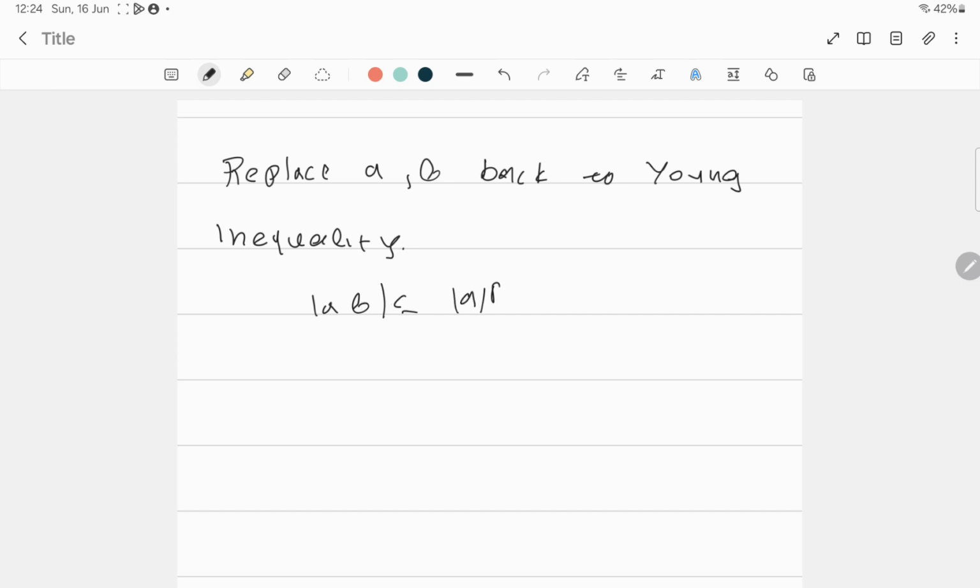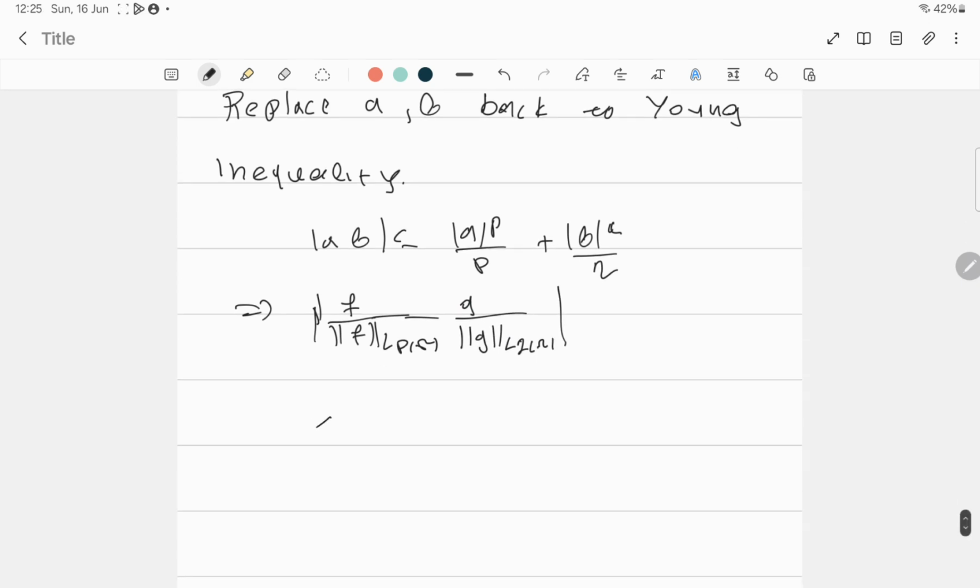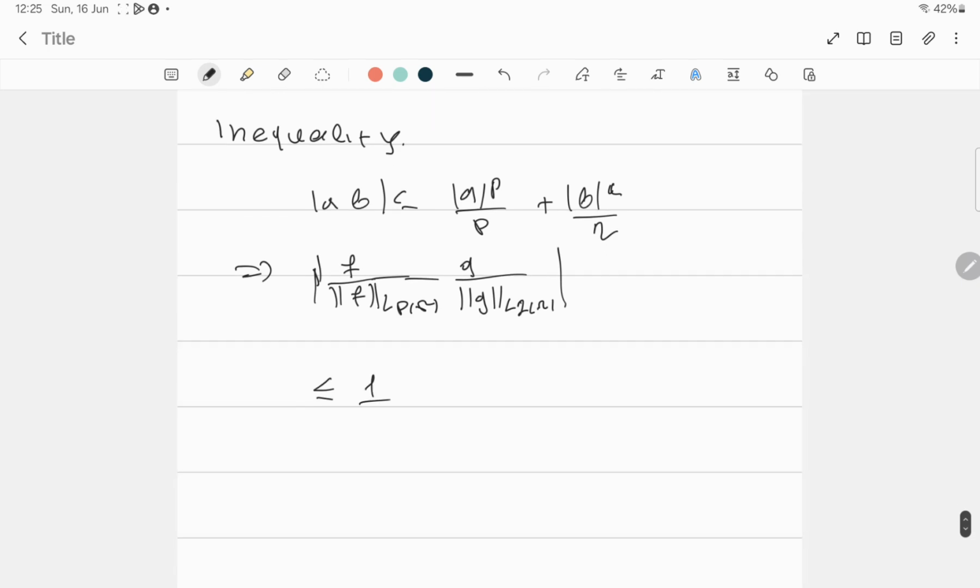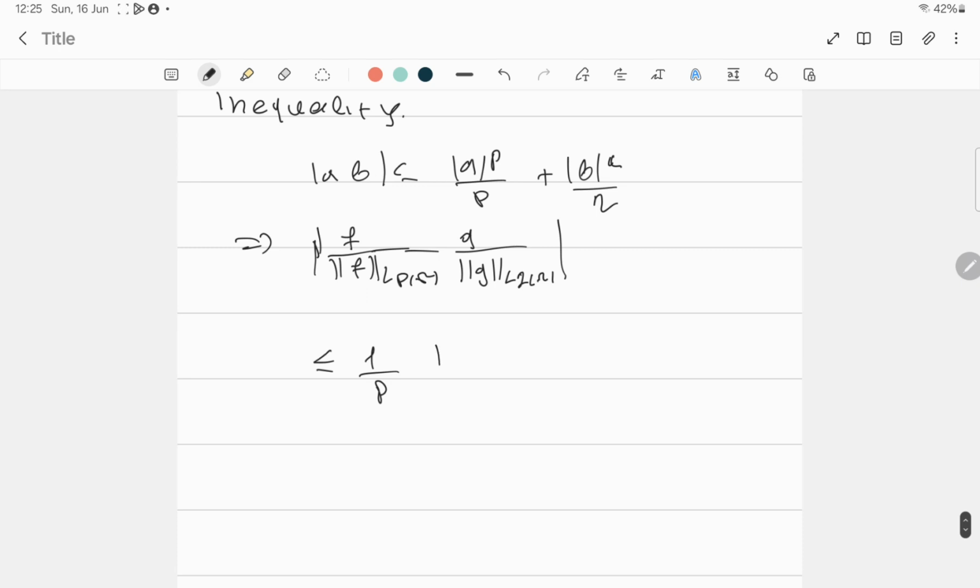This is bounded by alpha to the power of P over P plus beta to the power of Q over Q. Let's make the substitution. This is f over the norm of f in LP of omega, g over the norm of g in LQ of omega, and this is bounded by 1 over P, f to the power of P over the norm of f in LP to the power of P, plus 1 over Q, g to the power of Q over the LQ norm of g to the power of Q.